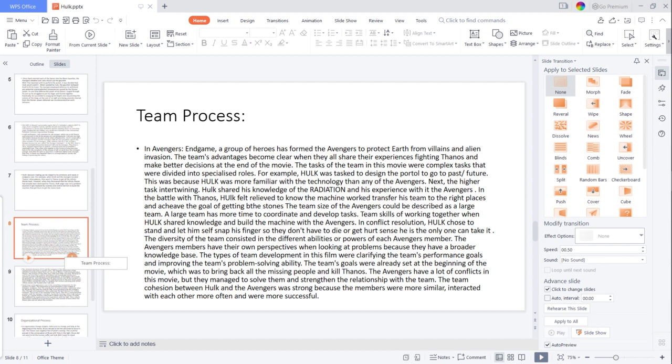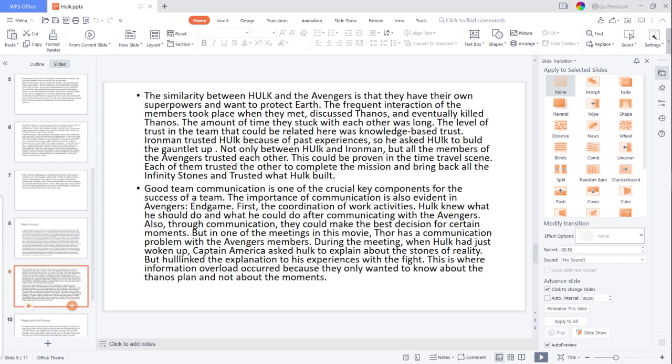with what Hulk built. Good team communication is one of the crucial key components for the success of the team. The importance of communication is also evident in Avengers: Endgame. First, the coordination of work activity. Hulk knows what he should do and what he could do after communicating with the Avengers.